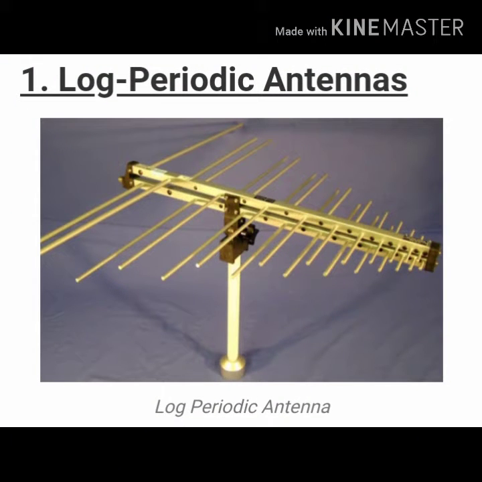Log periodic antennas. A log periodic antenna is also named as a log periodic array. It is a multi-element directional narrow beam antenna that works on a wide range of frequencies. This antenna is made of a series of dipoles placed along the antenna axis at different space intervals followed by a logarithmic function of a frequency.